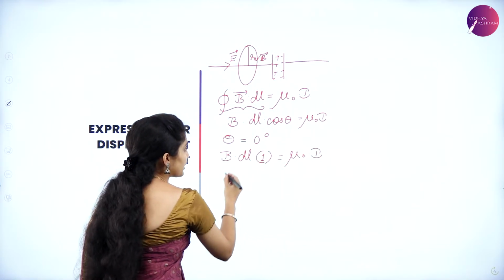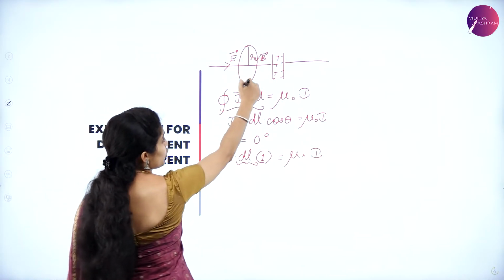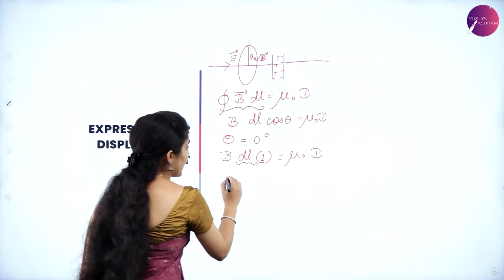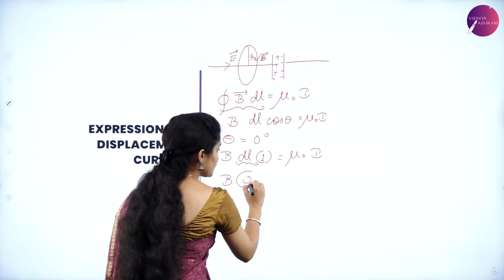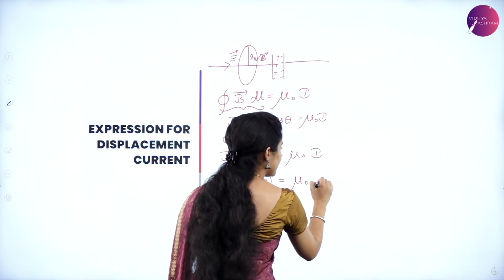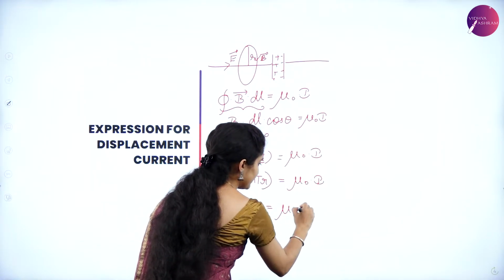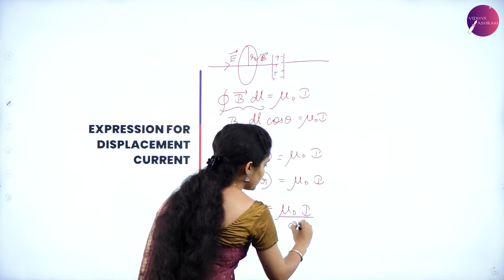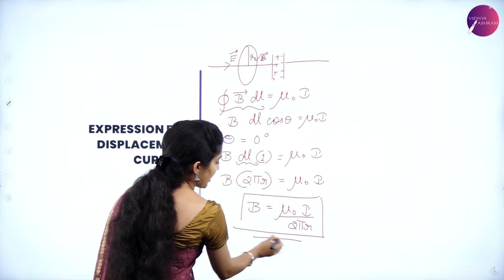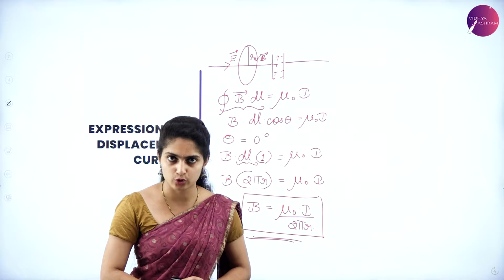And now we have dl, this is a line element. So we are considering a loop over here which has a circumference of 2 pi r. So it can be written as B into 2 pi r is equal to mu naught into I. So we have the magnitude of the magnetic field as mu naught I divided by 2 pi r. So this can be said as the magnitude of the magnetic field when you consider a circular loop.